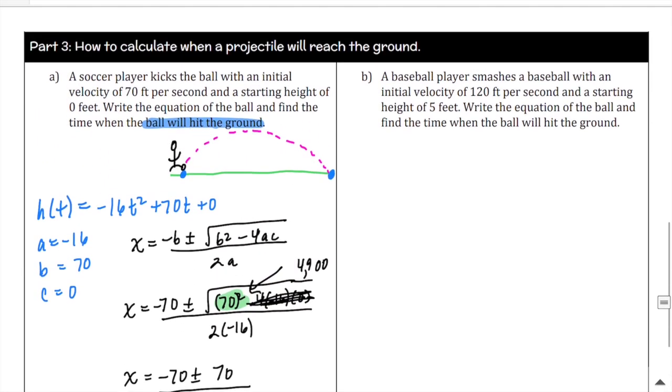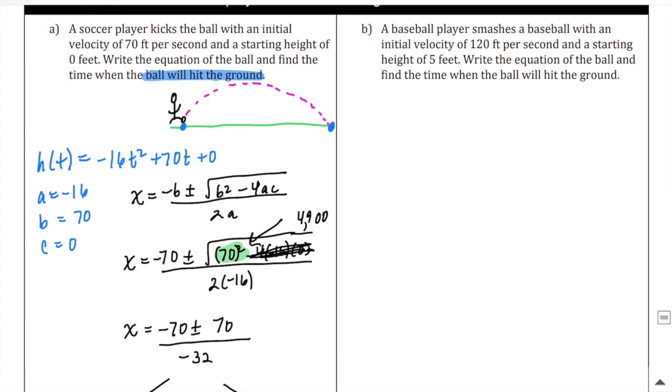Okay, so let's do part B. So similar situation here, right? We have our little baseball player. Let's see, he's got a bat. Maybe I'll give him some ground, whatever. He smashes the baseball with an initial velocity of 120 feet per second. Oh, wow, that's far. All right, so he's going to hit this ball, right?